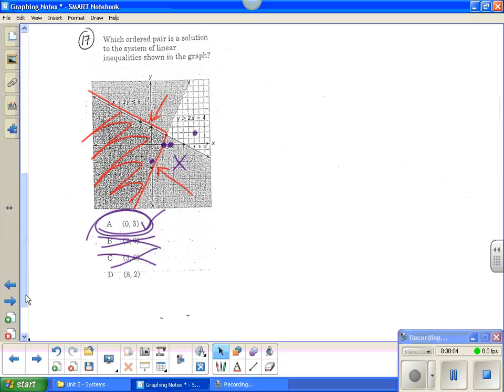Again, feel free to stop, rewind. I know this is a lot of information, but the nice thing is you do have it on a video, so you can stop and slow it down and rewind it and listen to it again and do whatever it is that you need to do so that you are comfortable with solving a system by graphing.